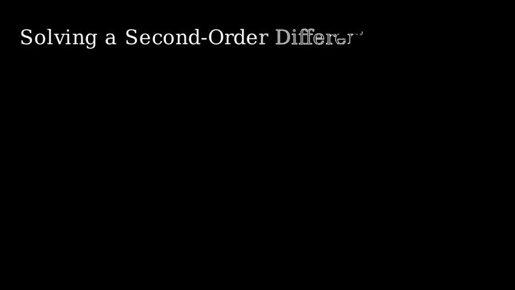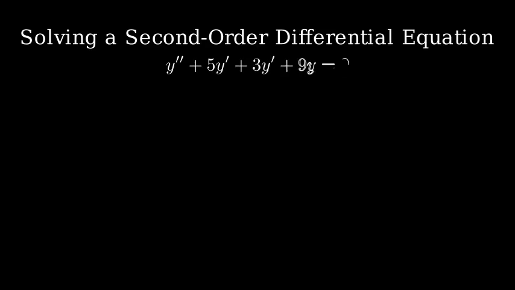Let's solve this second-order linear homogeneous differential equation. We start with y'' + 5y' + 3y' + 9y = 0. First, let's combine like terms. This simplifies to y'' + 5y' + 9y = 0.